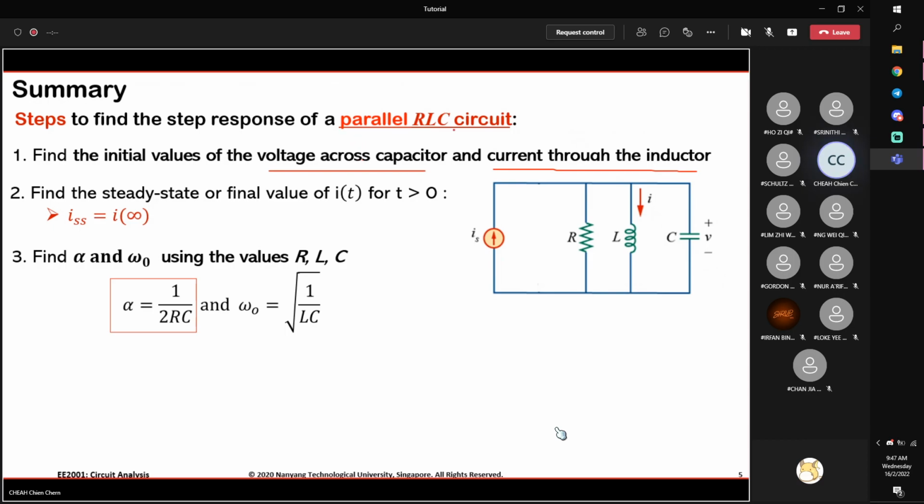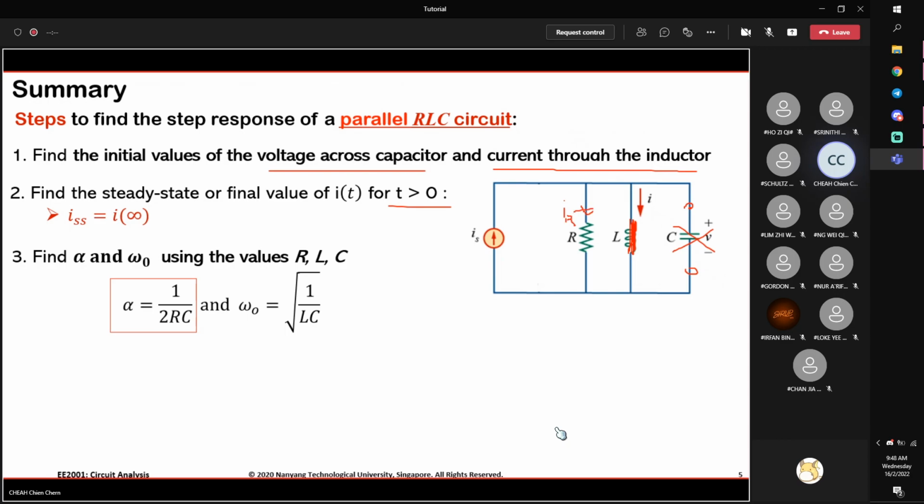Immediately after switching, the voltage across the capacitor cannot change suddenly, because I is equal to C dV dt. Current through the inductor cannot change suddenly, right? L di dt. Therefore, immediately after switching, these will become the initial conditions, right? And we can find the steady state values first of the circuits after switching. T greater than 0 is after switching. Just now I've mentioned this is shorted. This is open at steady state. Therefore, since this is shorted, no current can flow through here.